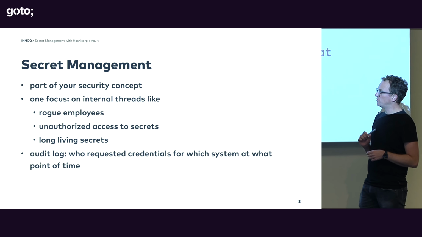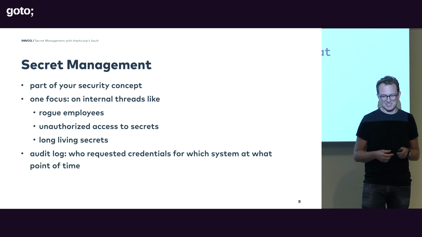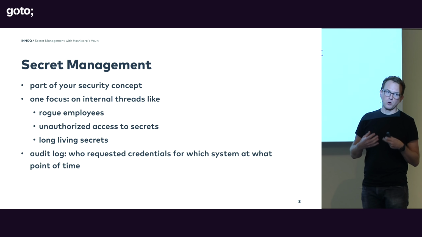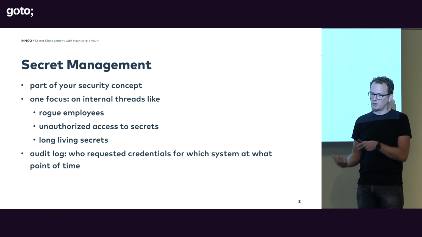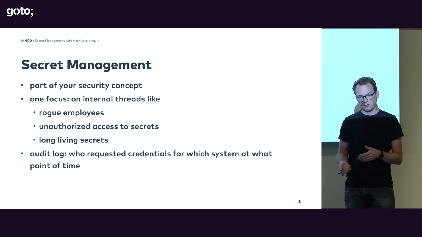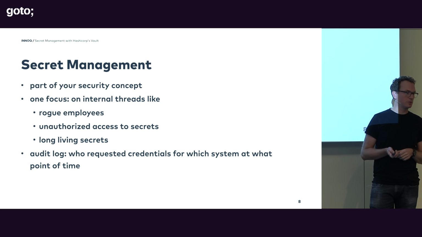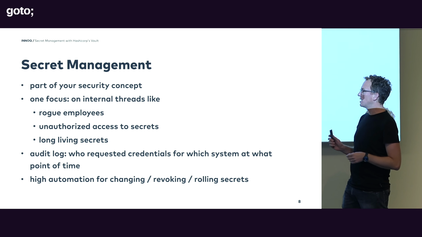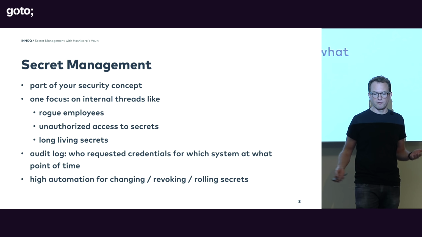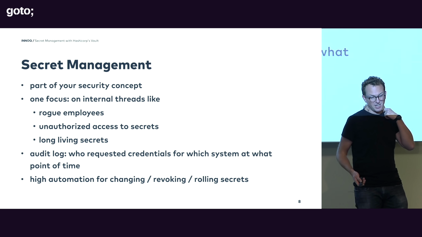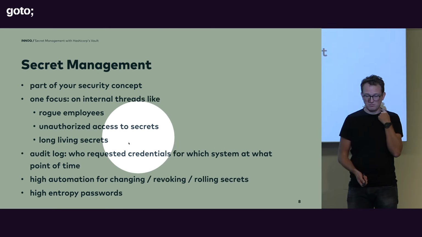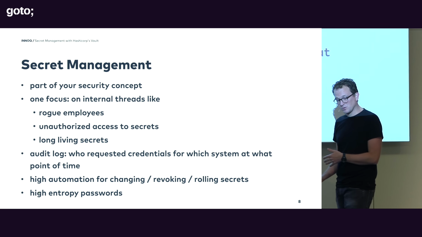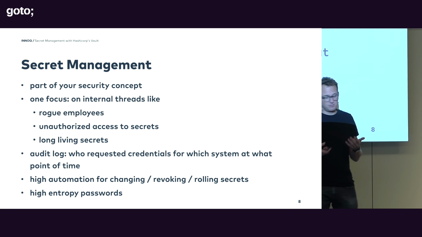Part of secret management as well, for me, is an audit log. Like, I have a log where I can see who requested credentials for which system at what point in time. That's very important if you have some compliance requirements. It's also part of secret management to have high automation for changing, revoking, and rolling secrets. And well, everybody should know about this and it's super clear: high entropy of passwords. But it doesn't always happen.